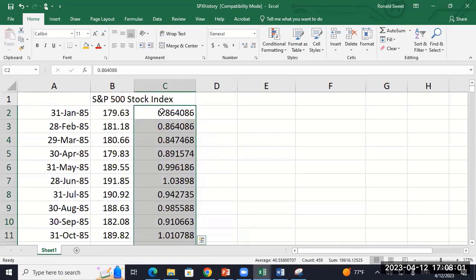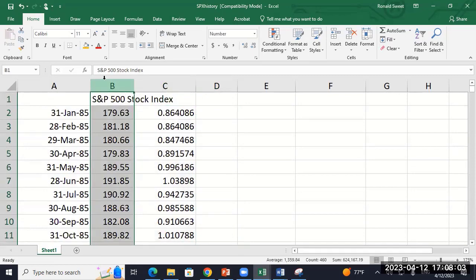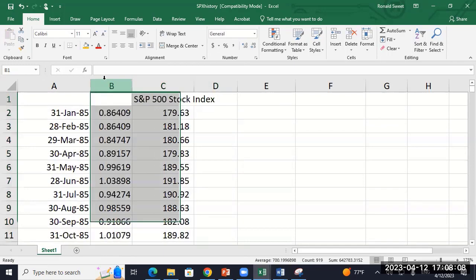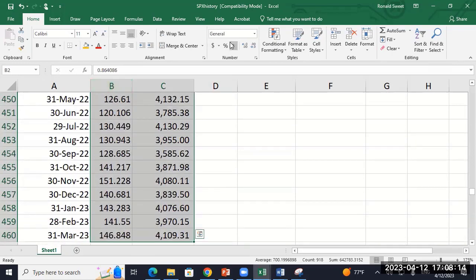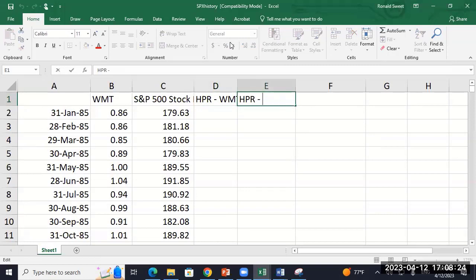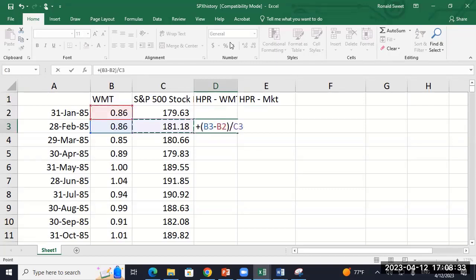So there's Walmart. I'm going to switch it. I'm going to put Walmart on the left, S&P 500 there. And then I'm going to do the holding period return. Walmart, you remember that holding period return for the market. So I'll do the formula we did: ending value minus beginning value divided by beginning value.